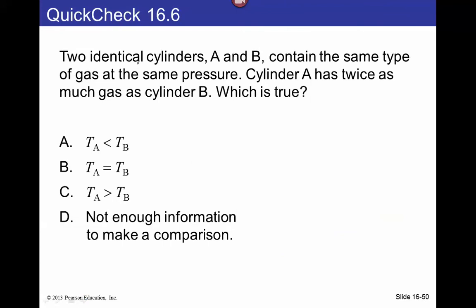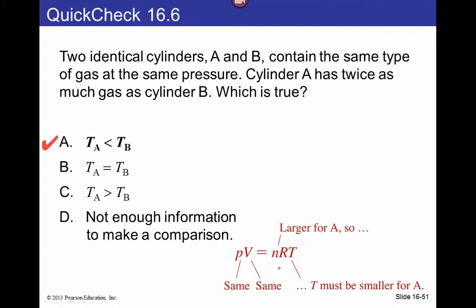How about these two identical cylinders, A and B, that contain the same type of gas at the same pressure. Cylinder A has twice as much gas as cylinder B. Which one is true? TA is less than TB, TA is equal to TB, TA is greater than TB, or not enough information to make a comparison. Take a minute and use the ideal gas equation.